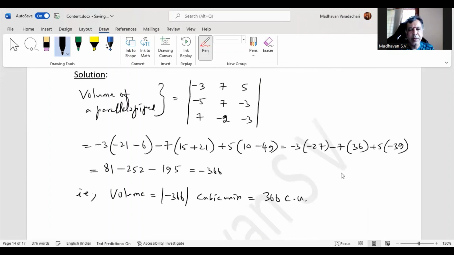366 cubic units. That will be the solution for this particular problem.